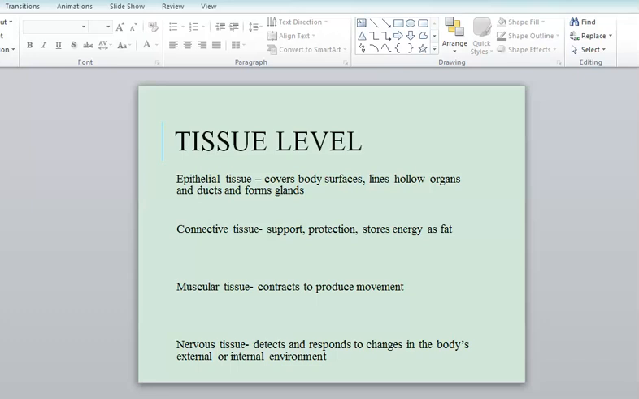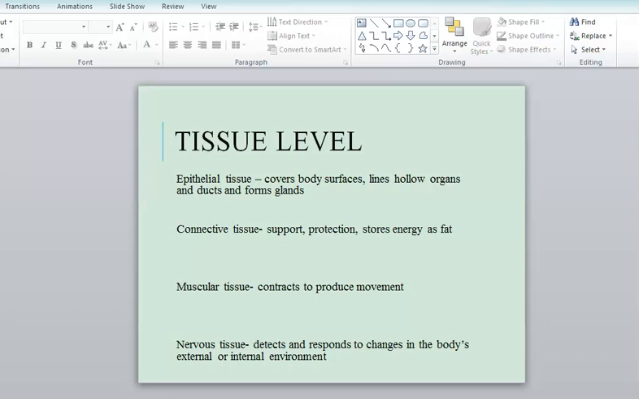Then next is the connective tissue. Connective tissue is abundantly found all over the body, and there are different varieties of connective tissues. For example, bone, cartilage, blood. These are all examples for connective tissue. They support, protect, and store energy as fat. For example, adipose tissue. They store energy as well. Adipose tissue is also a type of connective tissue.